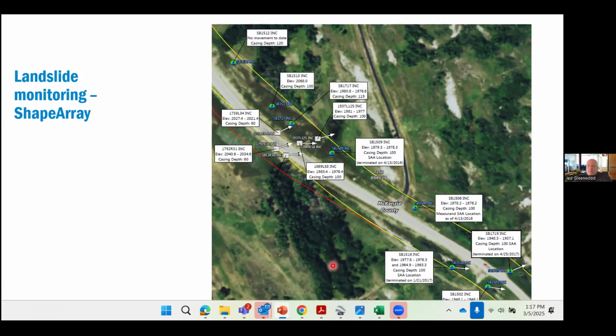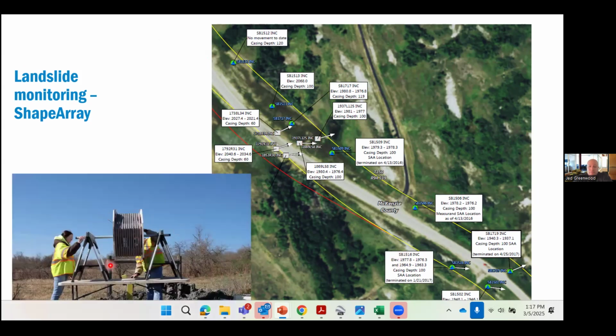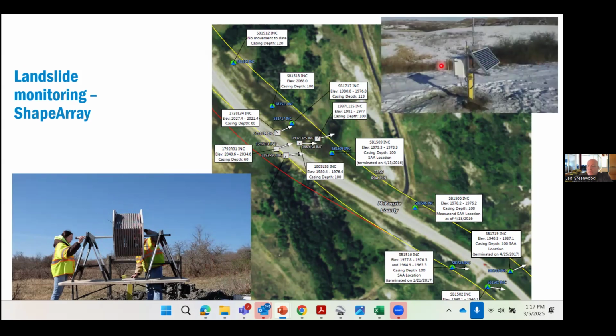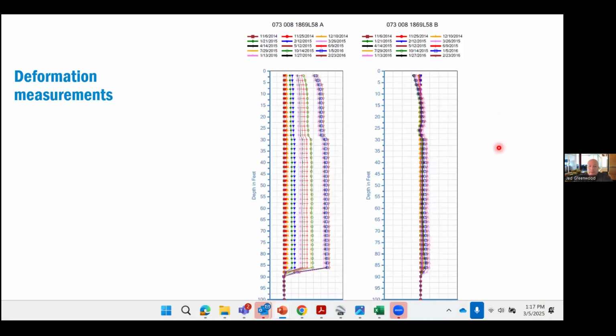So shape arrays. If you haven't seen those, this is what it looks like. It comes on a spool like this. Some people call it like an electric garden hose. There are MEMS sensors in the shape array, and as you put that down the hole, you're able to determine deformation in terms of depth and magnitude. And I'll show some plots from that later. And our final installation looked like this. So it's out there. It's still reading data. We just got a download from it last week. So that's what the shape array looks like.